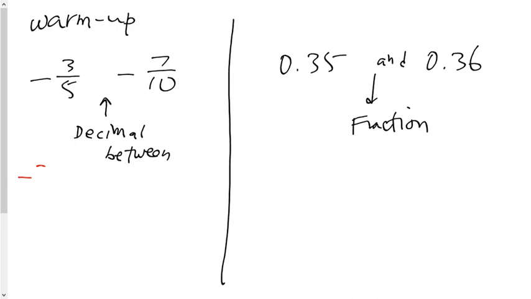So -3/5. If I automatically think I need to jump to a calculator, you're wrong. Because when you can make an equivalent fraction that has a 10, 100, or 1,000 denominator, in this case, -3/5 is equivalent to -6/10. Once you write that, as a decimal, -6/10 is this. So this is -6/10. This, without making any equivalent fraction, is -7/10.